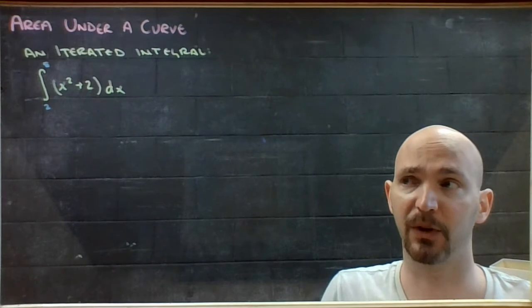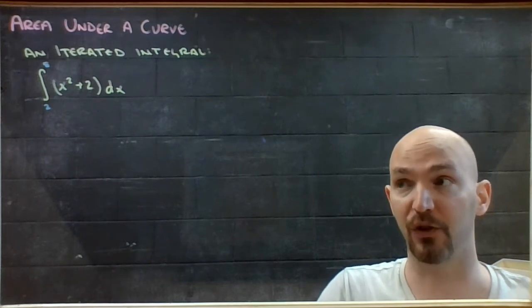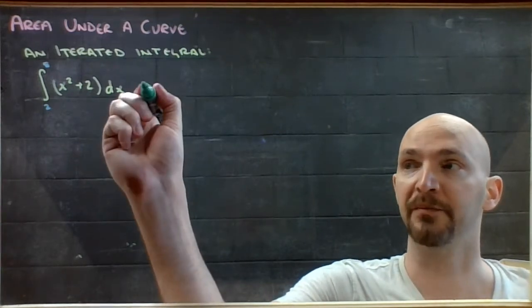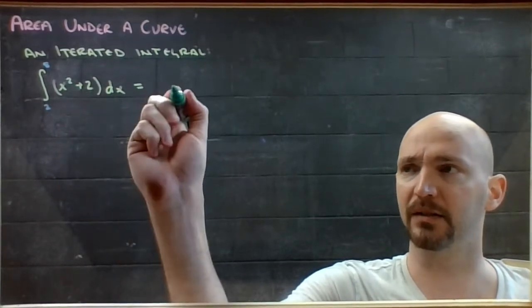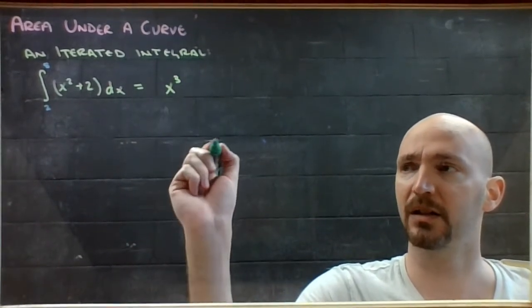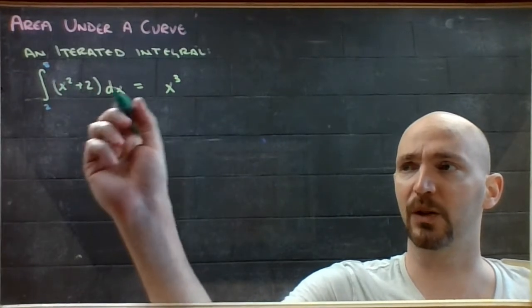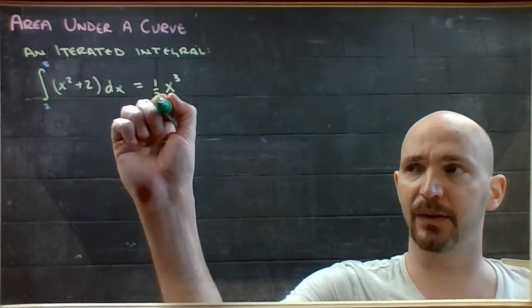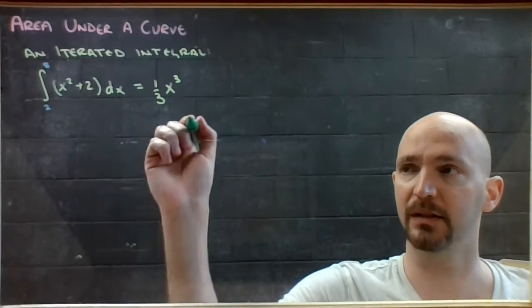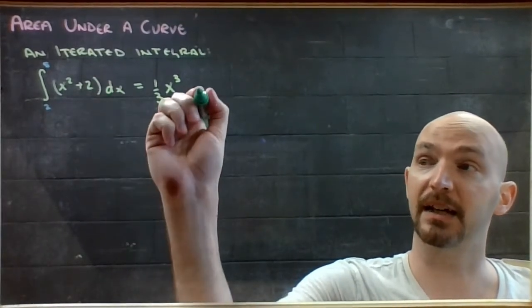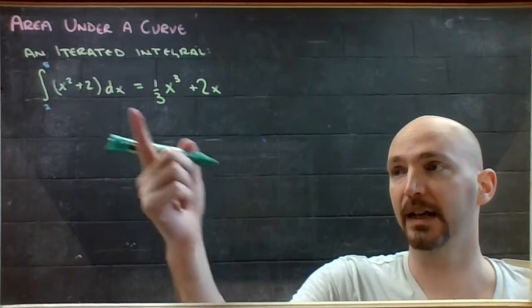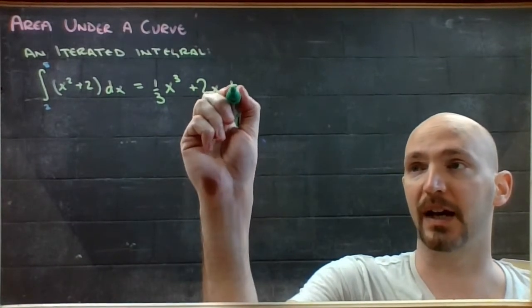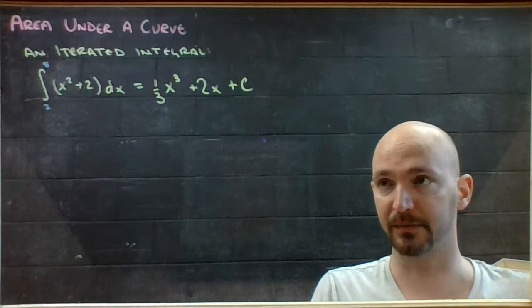So the first thing we're going to do is actually integrate x squared plus 2. So that would be, well, what would give me an x squared? An x cubed would. And in order to get the coefficients to match, I'd need a 1/3 there. 3 times a third is 1. And then to get this thing, I'd need a 2x. And then anytime you integrate, you have a constant at the back.